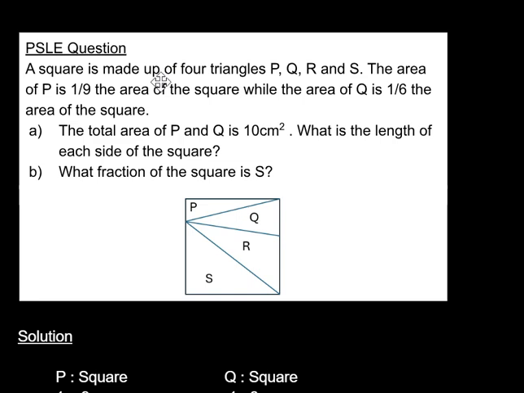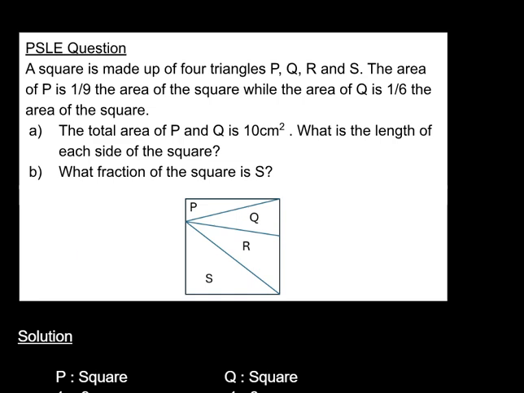A square is made up of four triangles, P, Q, R, and S. The area of P is 1/9 the area of the square. This is the square. The area of Q is 1/6 the area of the square. The total area of P and Q is 10 centimeters square. What is the length of each side of the square? The second question is, what fraction of the square is S? So S over the whole square.